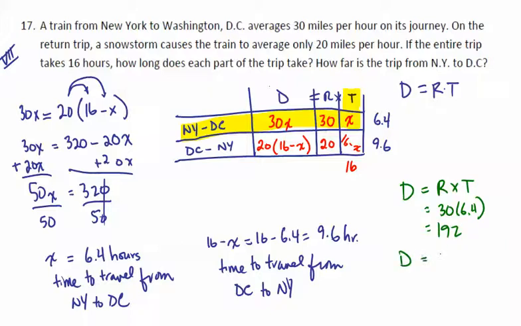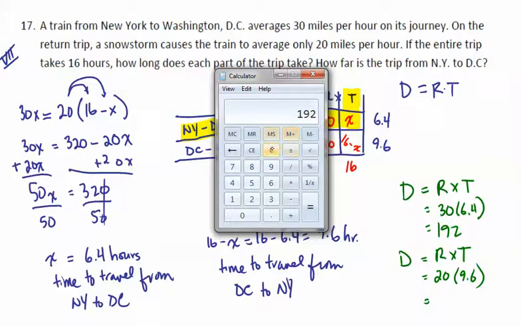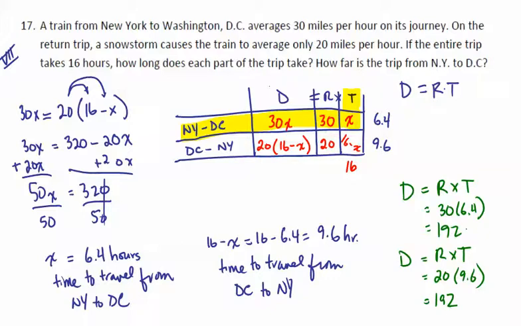Now it's a good check, since we knew that the two distances were the same, to make sure that the trip back from DC to New York was also exactly 192 miles. So we had the rate was 20, and the time, 16 minus 6.4, is 9.6. When we multiply those, 20 times 9.6 gets 192 miles. And so we do have the same distance, and that should be the solution to this problem. We'll go on to another example.